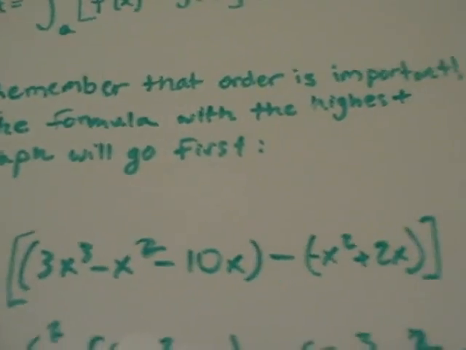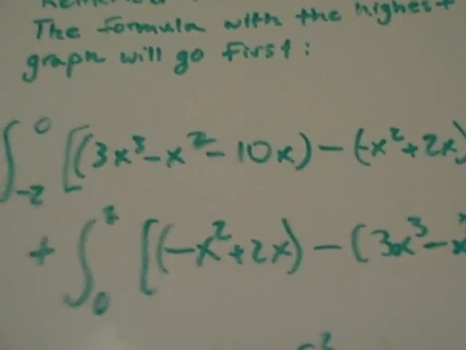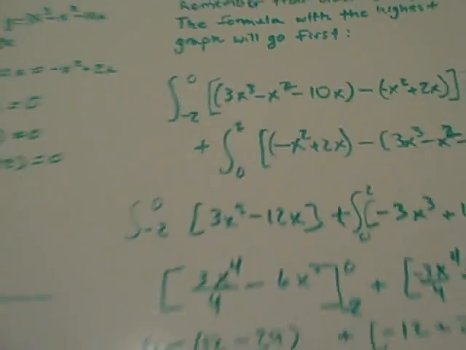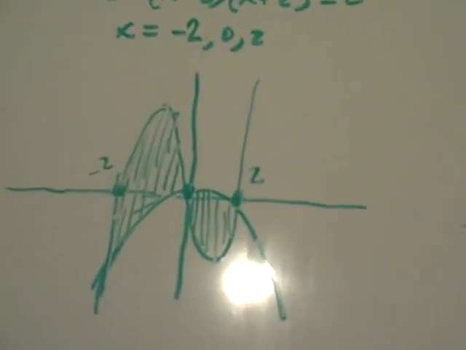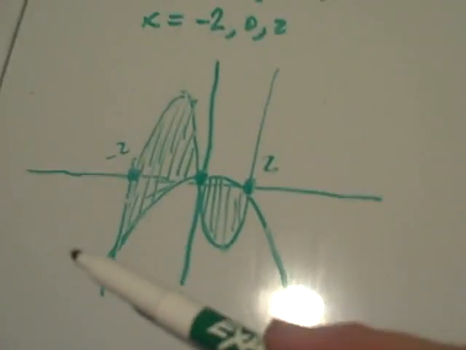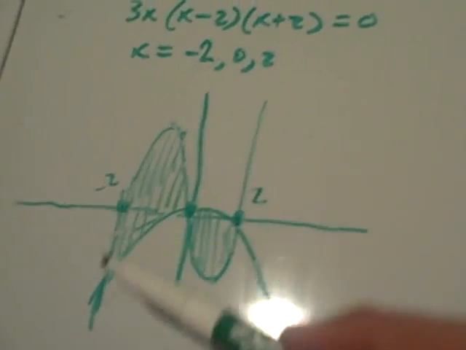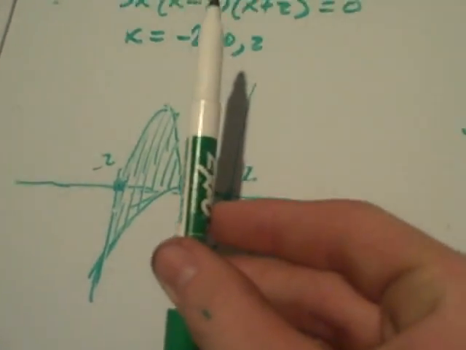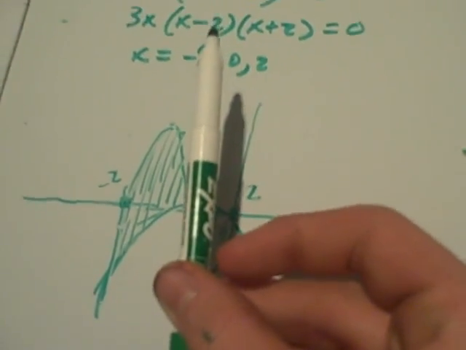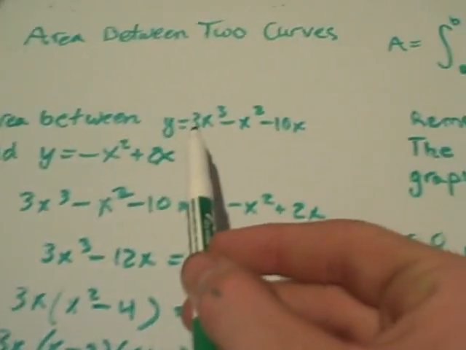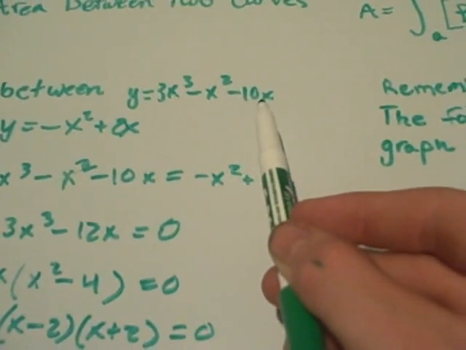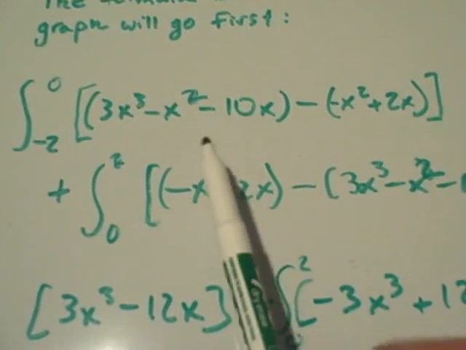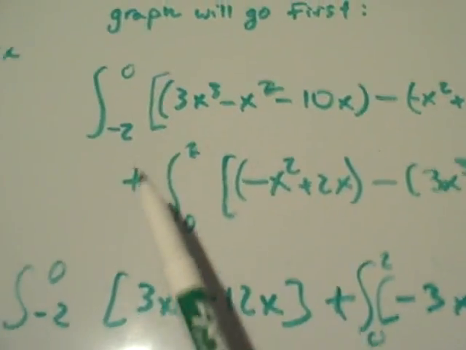So, big rule. Remember that the order is important. So basically the formula with the highest graph is going to go first. So let's zoom out and go back to here. If you look, in this sector, the squiggly line is on top, it's highest. And the squiggly line's formula is y equals 3x cubed minus x squared minus 10x. So that's the one that's going to go first when you write out your equation, from 0 to negative 2.